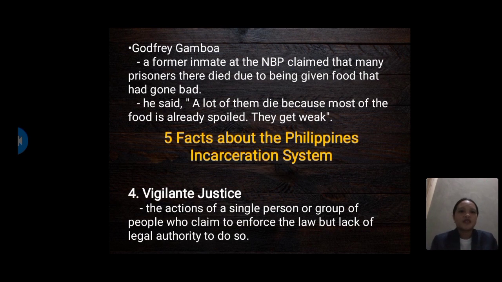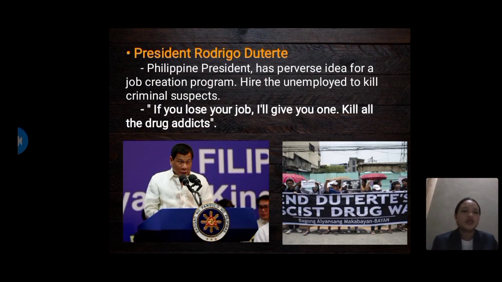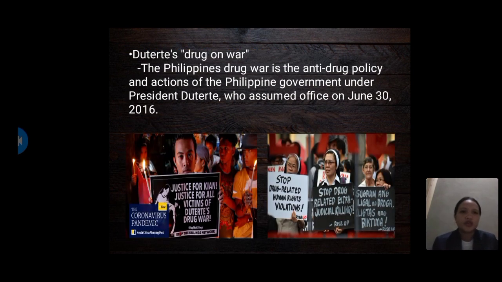Next is vigilante justice, the actions of a single person or group of people who claim to enforce the law but lack legal authority to do so. That's vigilante justice. So President Rodrigo Duterte, Philippine president, has a perverse idea for a job creation program. Hire the unemployed to kill criminal suspects. He said that if you lose your job, I'll give you one. Kill all the drug addicts. So that's President Rodrigo Duterte.